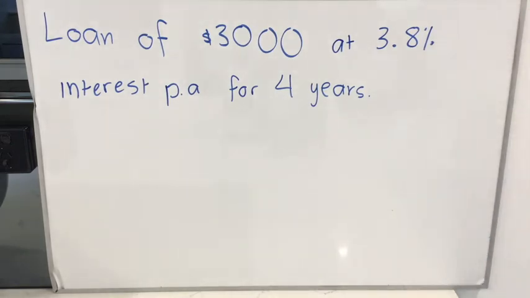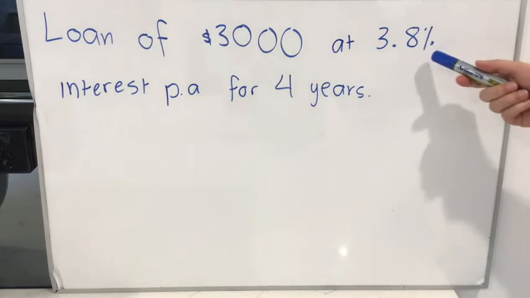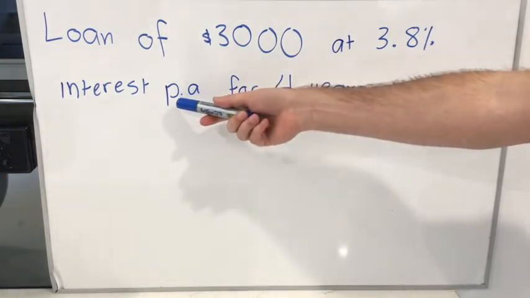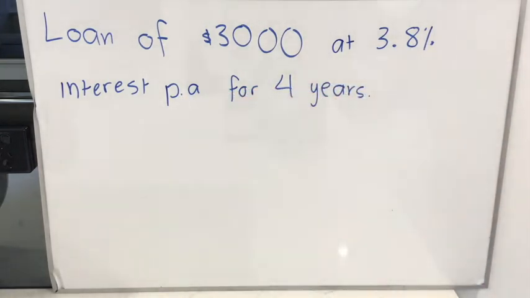Whenever banks talk about an interest rate, they'll say it as a percentage. Then you'll always see these letters PA, per annum. That just means per year. You'll see that everywhere. That doesn't change. But you just need to understand that those two little letters, PA, mean per annum or per year.